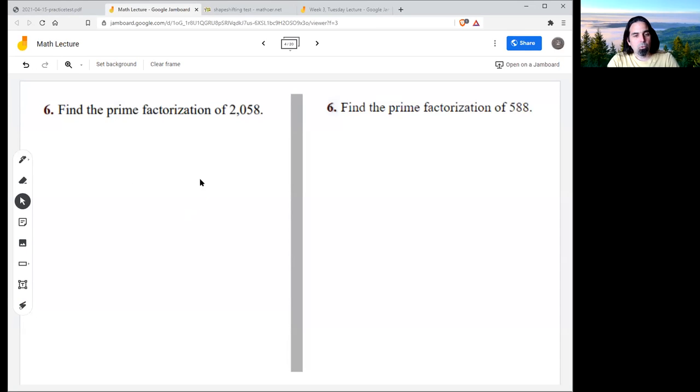Here's number 6. If you're watching at home, pause it, try this, and then we'll talk about it. This one, the random number generator, was really mean. So as the instructor, I'm going to do the one on this side, and the class is going to do that one. So we have 2058, and to find the prime factorization, we use factor trees. So this is 2 times something. I can take out my calculator, that's allowed, and say 2058 divided by 2, and I get 1029.